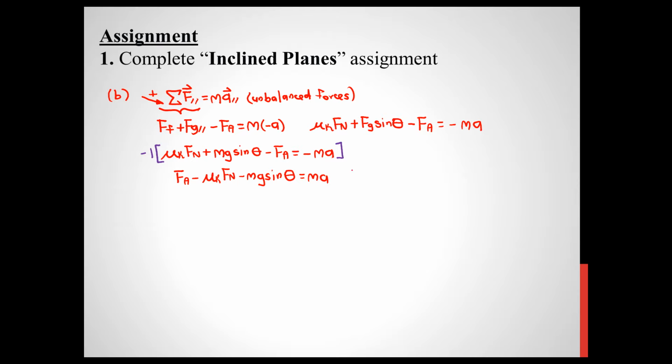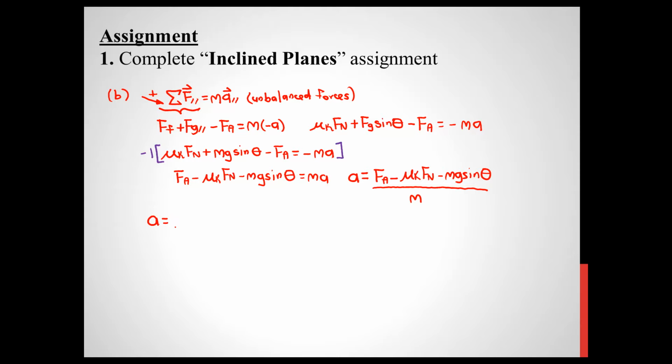To get the a by itself, just divide both sides of the equation by the m. So you'd have a would then be equal to Fa subtract mu k Fn minus mg sine theta, all divided by the mass. Now we can plug numbers into the equation.